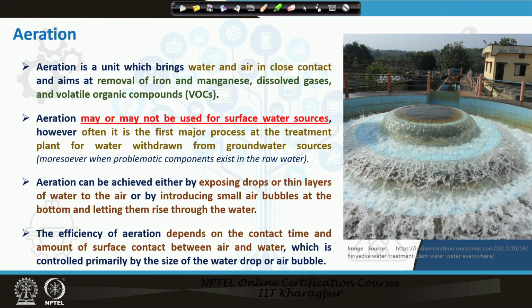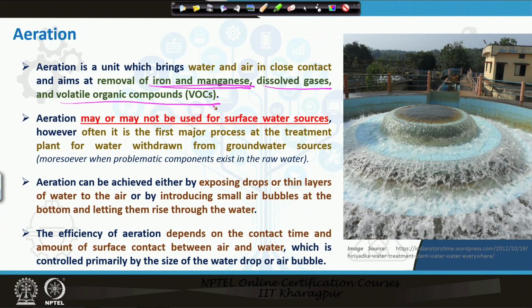However, it is usually the first major step at the treatment plant for water withdrawn from groundwater sources, especially when the water has problematic components which could be removed by aeration. Now, what kind of components could be removed by aeration? Aeration can remove dissolved iron and manganese; it can oxidize them and then precipitate them. It can remove dissolved gases like CO2 and H2S. It can also remove volatile organic compounds. So, these are a few things which it can remove.